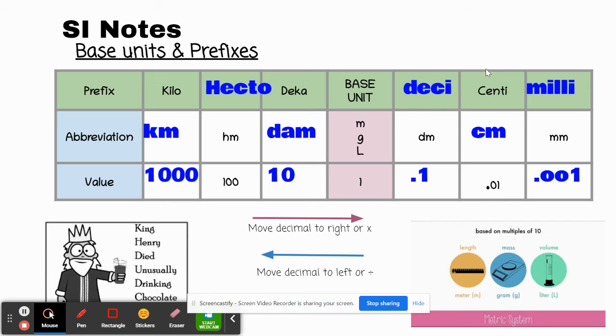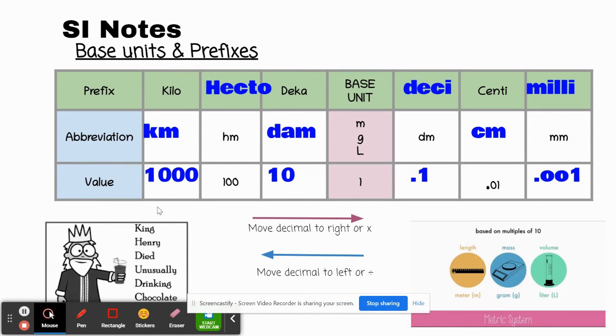Some things to remember: if we're moving in the chart to the right, it's the same as multiplying by 10 or moving our decimal however many spots to the right. If you're moving from one unit to the next, moving to the left, it's the same as dividing or moving your decimal to the left. Again, for length, we measure meters, mass, grams, volume, liters.